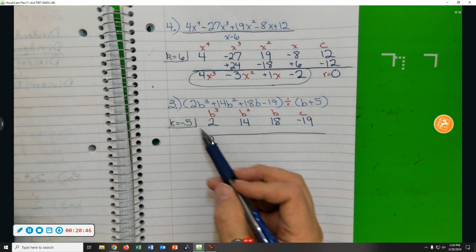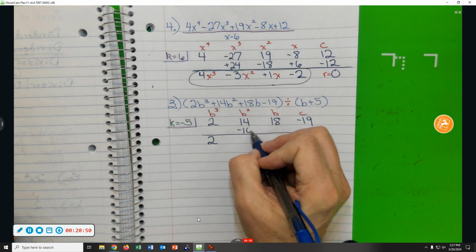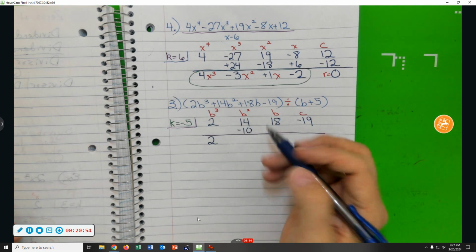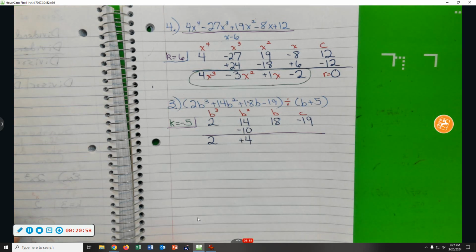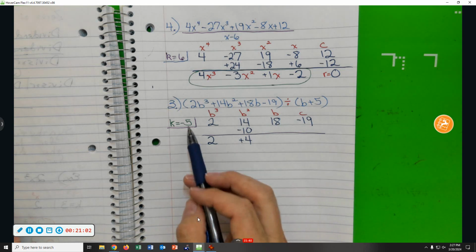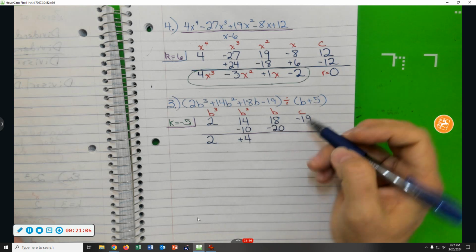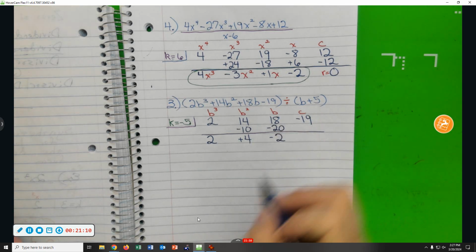Okay, 2 times the k-value negative 5 gives us a negative 10. 14 minus 10 gives me a positive 4. And then 4 multiplied by negative 5 gives me a negative 20. 18 minus 20 gives me a negative 2.